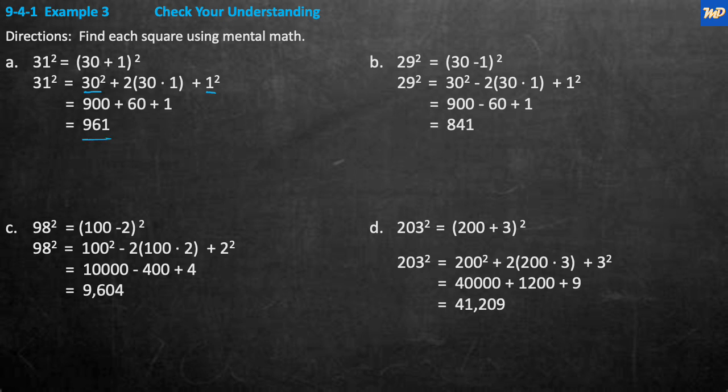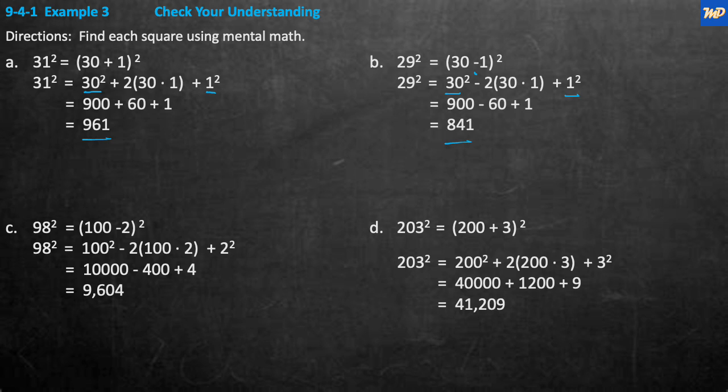Let's do B. 29 squared is 30 minus 1 squared. So we'll get the 30 squared right here. We're going to get the 1 squared at the end. And we're going to have a negative 2, because it's a negative here. Negative 2 times 30 times 1. 2 times 30 is negative 60 plus 1. So it's 841.